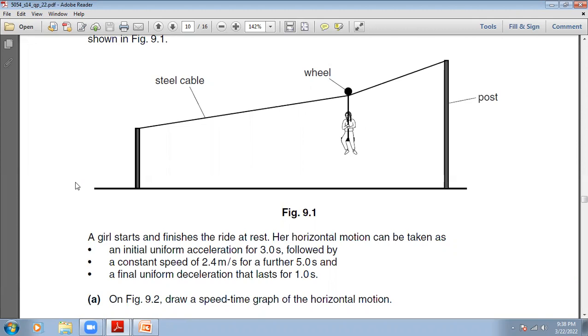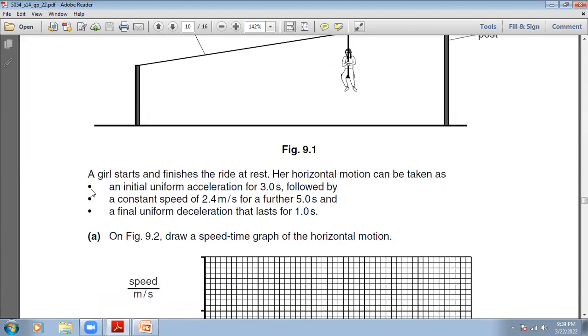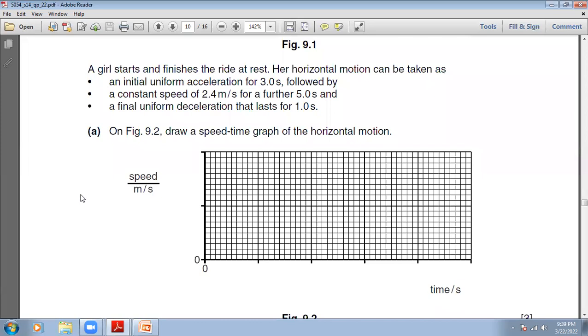A girl starts and finishes the ride at rest. Her horizontal motion can be taken as an initial uniform acceleration for 3 seconds, followed by a constant speed of 2.4 meters per second for a further 5 seconds, and a final uniform deceleration that lasts for 1 second. On figure 9.2, draw a speed-time graph for the horizontal motion.